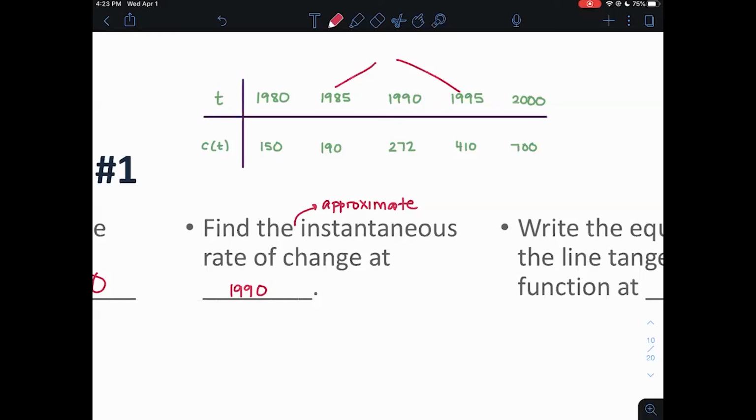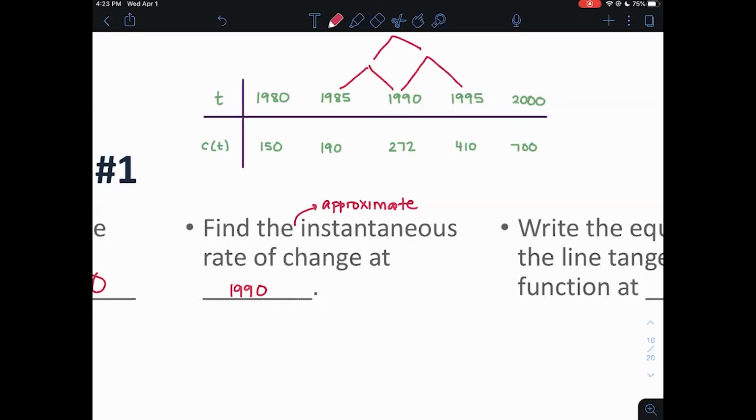Second option, and this is the one that's usually shown in more college-heavy calculus textbooks, is to find the slope of the secant line between 1985 and 1990, and to find the slope of the secant line between 1990 and 1995, and then to find the average of those two slopes.